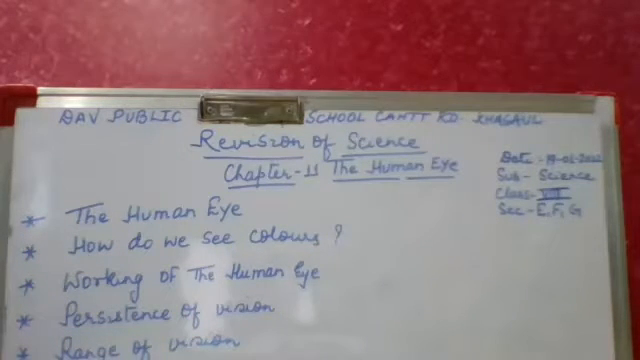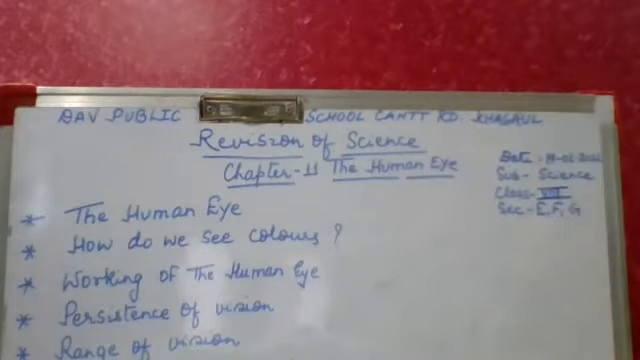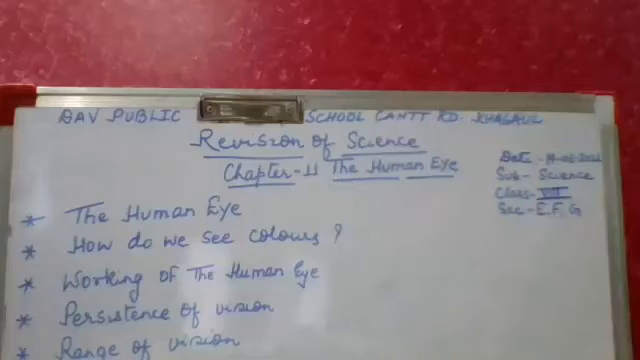After that is the main function of the protective layer of the eye. It is the function of the cornea to protect the layer of the eye. Then it is filled with a watery fluid that is known as aqueous humor.